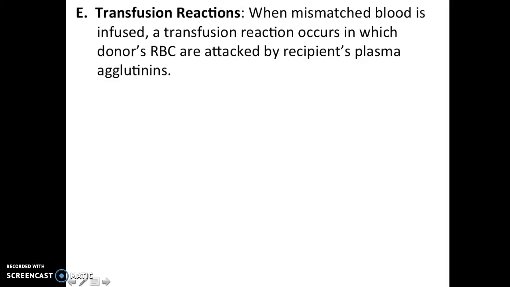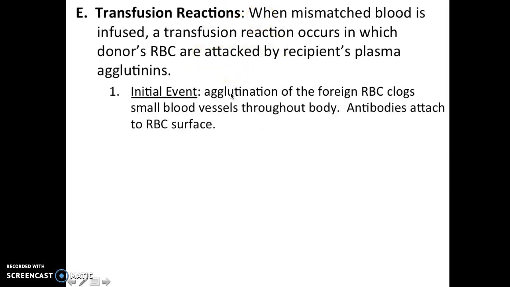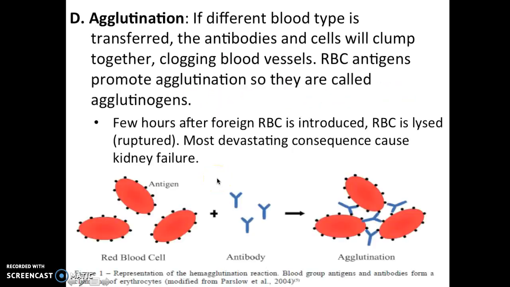When the mismatched blood is infused, a transfusion reaction occurs in which the donor's red blood cells are attacked by the recipient's plasma agglutinins. So that is just those proteins on the outside of the red blood cell. The first thing that's going to happen is a clog. Your red blood cells are going to clog small blood vessels throughout the body. So this is what we're looking at, all these little clots going through your bloodstream now.